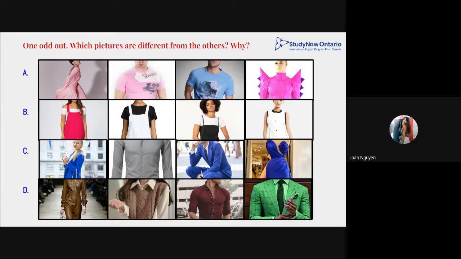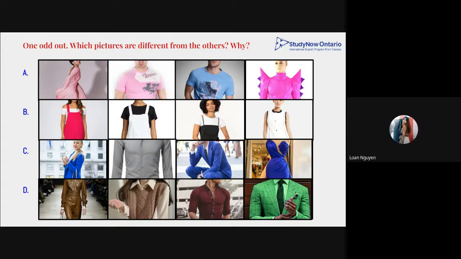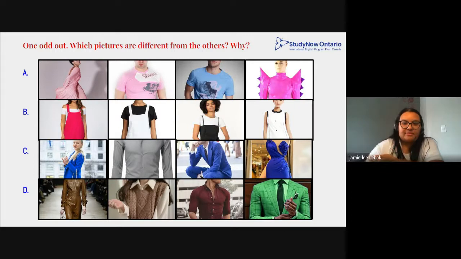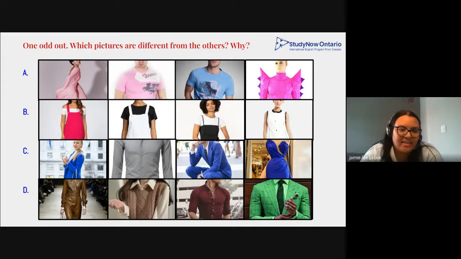I think picture four. Picture four. Why? It's short hand. Yes, the sleeves, right? There are no sleeves. All the other pictures have the sleeves. Picture four doesn't. Yes, you're right. Good job, Luon. And C, Beauty.